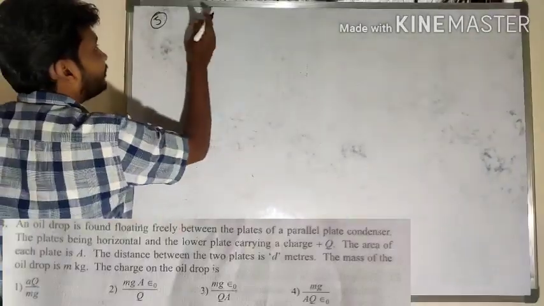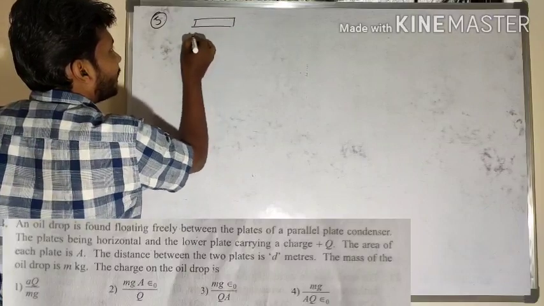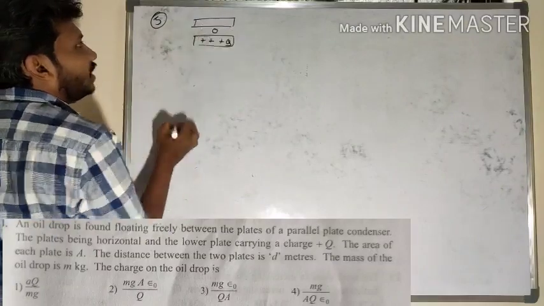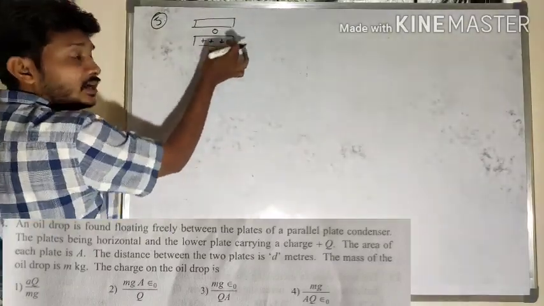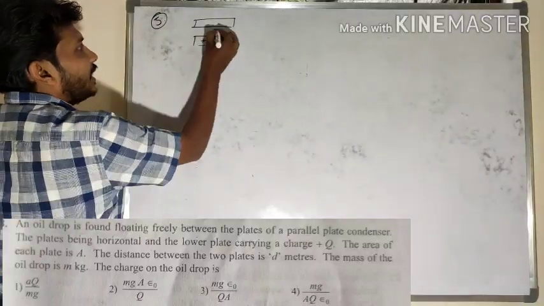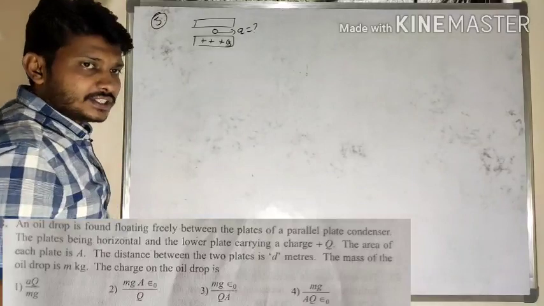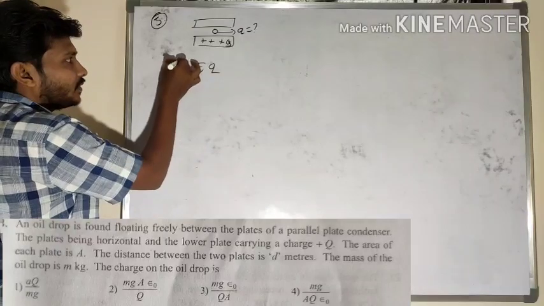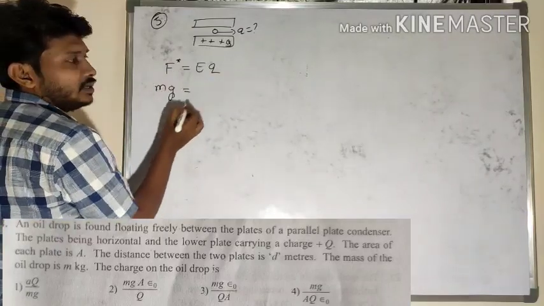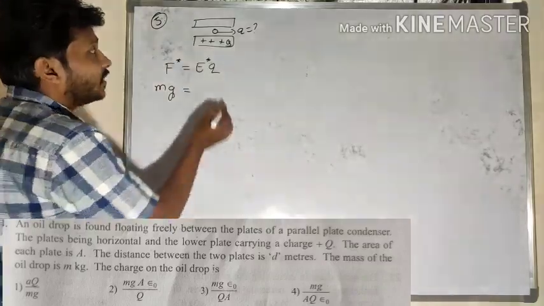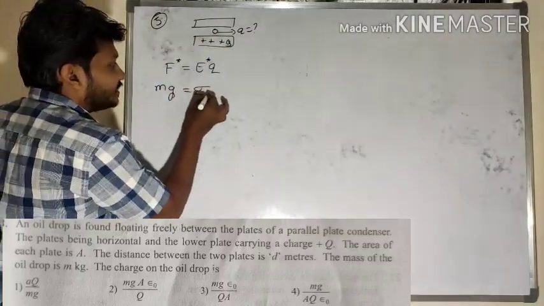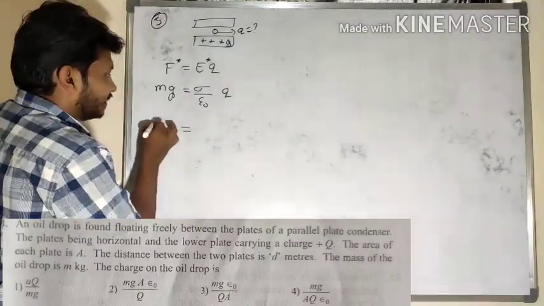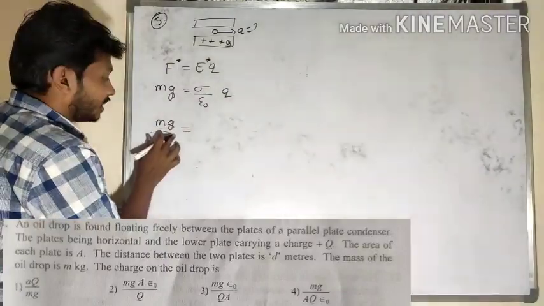Let me find that out. Two parallel plates are there, the lower plate is positively charged, and one oil drop is floating between the parallel plates. Let me find the magnitude of this charge. The oil drop is floating, so F is equal to E into Q, and F is nothing but m into g. What is the equation for the electric field between two parallel plates? That is sigma by epsilon naught, into Q. Sigma is nothing but the surface charge density.